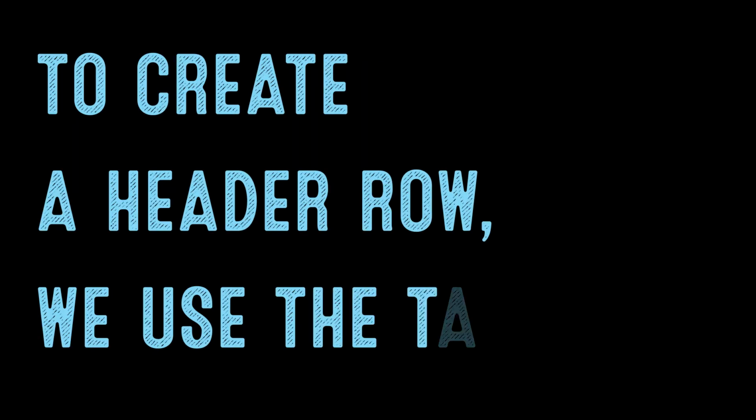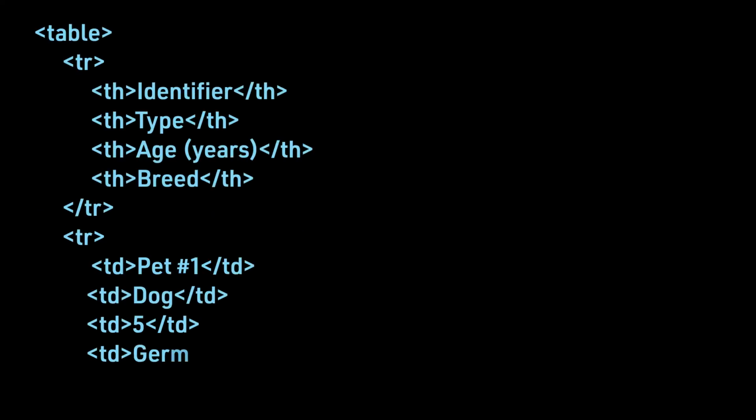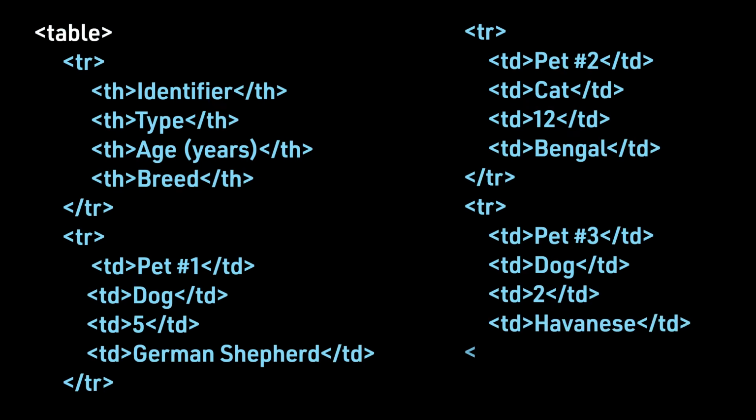To create a header row, we use the table header element. So with our code, we see that we have a table element enclosing all of the other elements. We see that we have 4 table row elements. Each of these rows encloses 4 cells. In the first row, we have our header cells. So we see that each piece of content is enclosed by a table header element, while in the subsequent rows, the content is enclosed by table data elements.